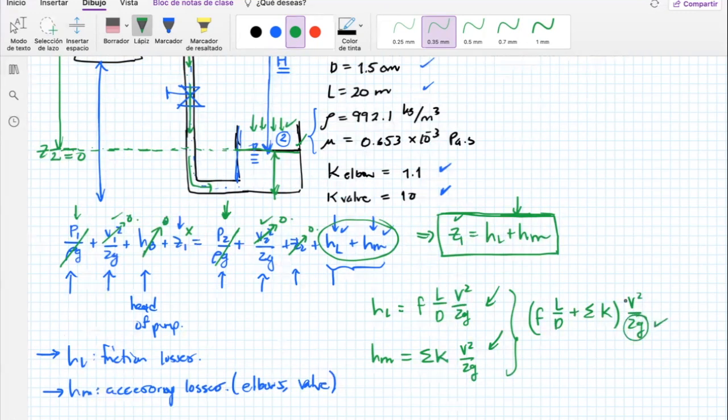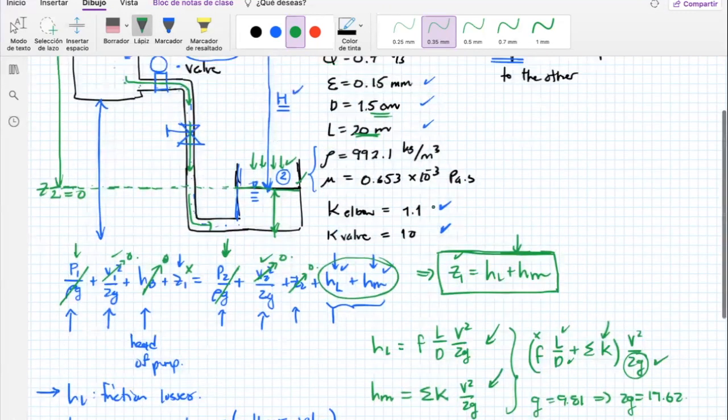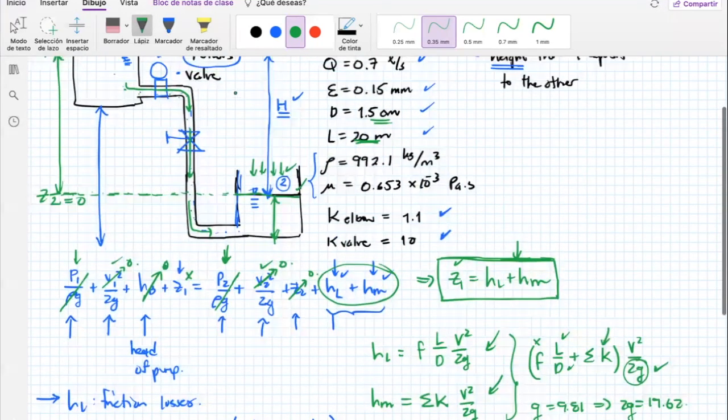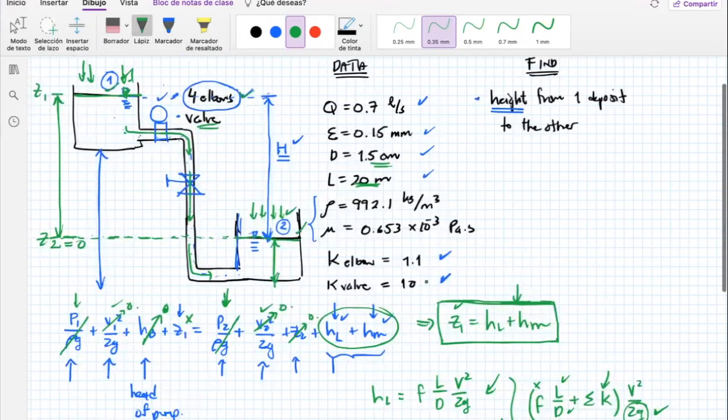I already know that G equals 9.81. Therefore, 2G equals 19.62. So this one is a known one. This one, I don't know. This one is actually going to be a little bit harder. L, I already have it. This is the L, 20 meters. I have the diameter, this one over here. And I have the sum of these where I can sum them up. I have 1.1. Therefore, I have 4 of these 1.1s. And I have a valve, just one valve. And I have this one. So this one is known, right?